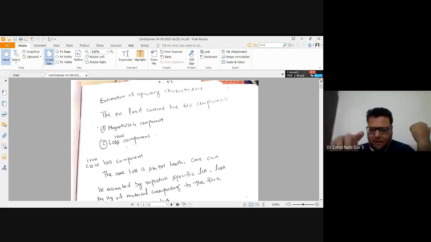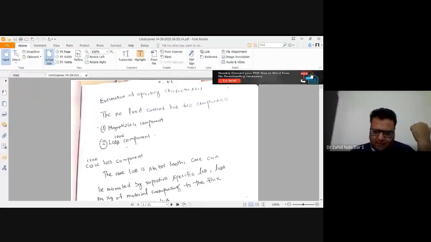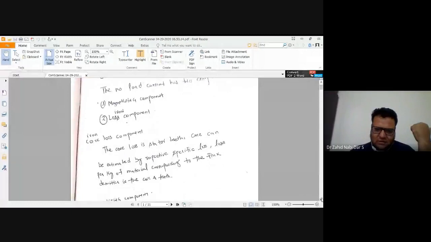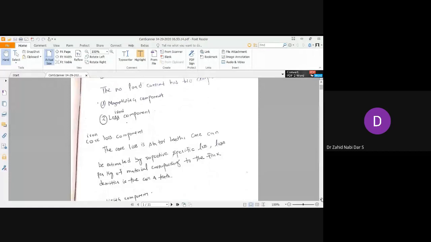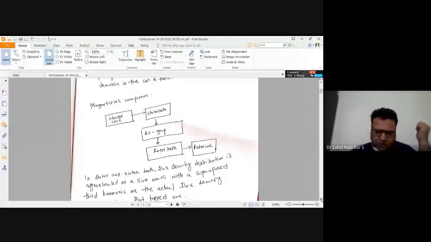That is your magnetizing component, that would be I naught cos theta. The core loss in the stator teeth can be estimated by the specific core loss. This is the real loss that is happening in the machine in the form of heat. This loss is happening per kg of material corresponding to the stator core, stator teeth, air gap, rotor teeth, rotor core.